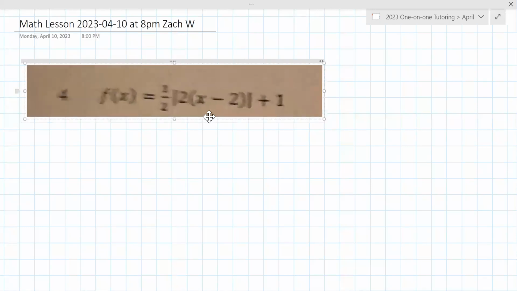All right, so we got 1/2 absolute value. Oh shoot, sorry, I did not know it was that blurry. That's okay. It's good enough here.